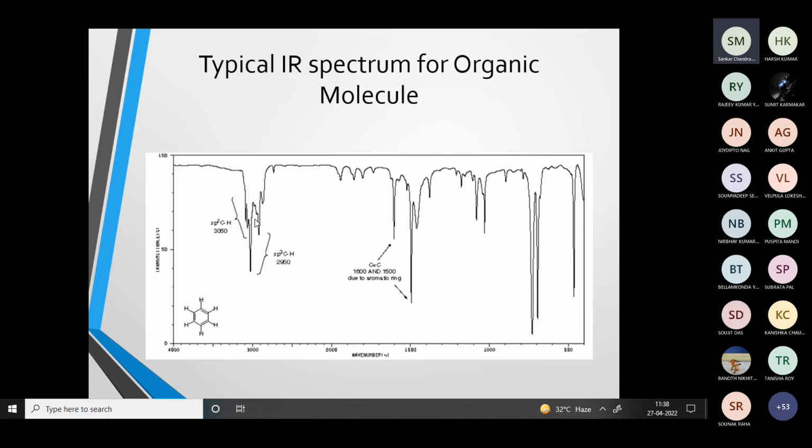You see here, this is the intensity axis. Though it is written like this, if you follow a standard book, it is actually transmission or absorbance that is written.